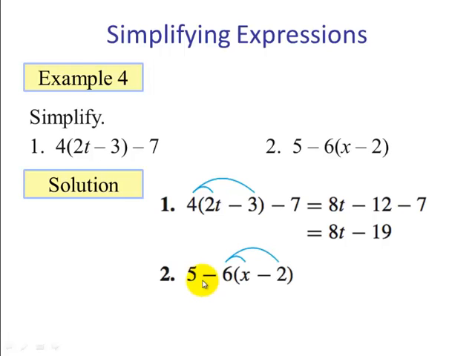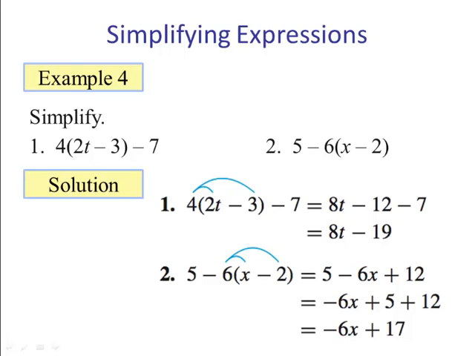Number 2, it would be a mistake to take 5 minus 6 because the 6 is multiplying and we multiply before we subtract. We can think of this as negative 6 times x and negative 6 times minus 2, which produces negative 6x plus 12. Now we can combine the positive 5 and the positive 12, which gives us a result of negative 6x plus 17.